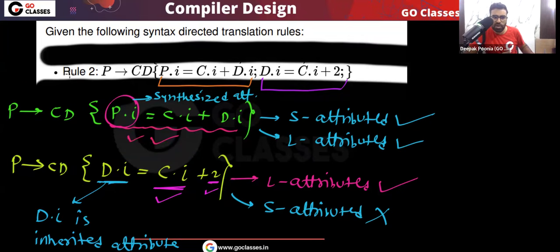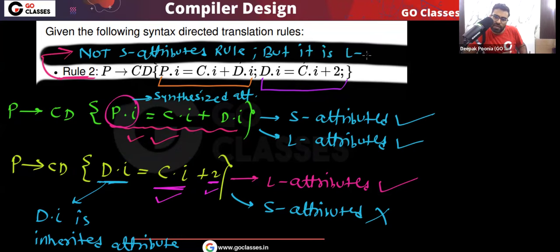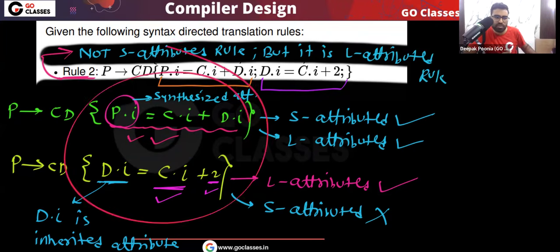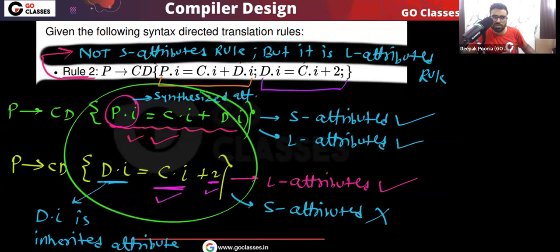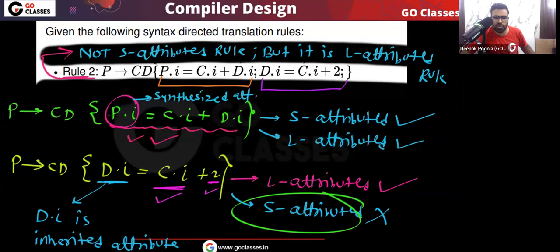Okay, is this clear? So overall I can say that this rule 2 is not an S attributed rule, but it is an L attributed rule. Because in this rule 2, there are two rules, and both the rules are L attributed. So overall, this rule 2 is an L attributed rule. And one of them is not an S attributed rule, so I can say this rule 2 is not an S attributed rule.